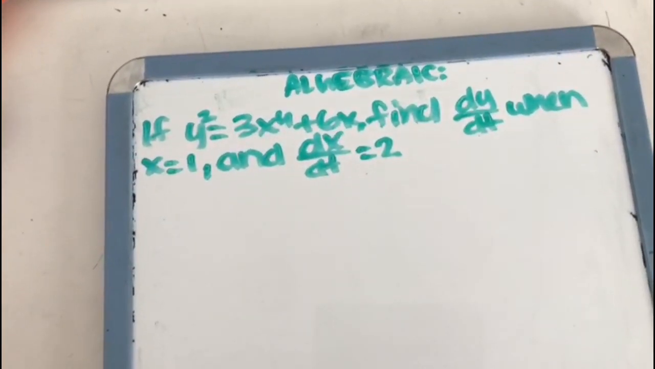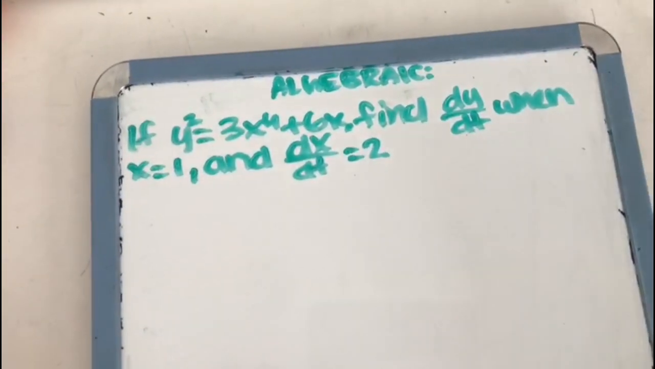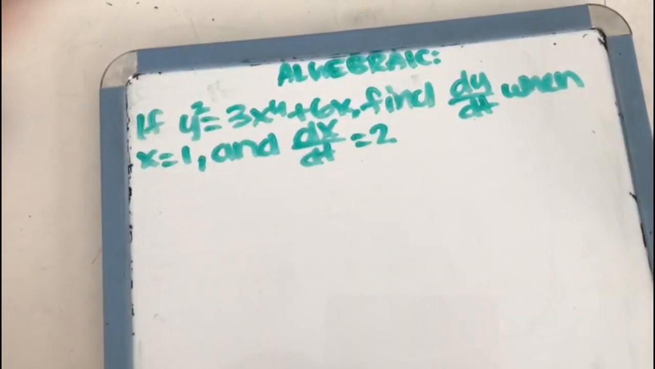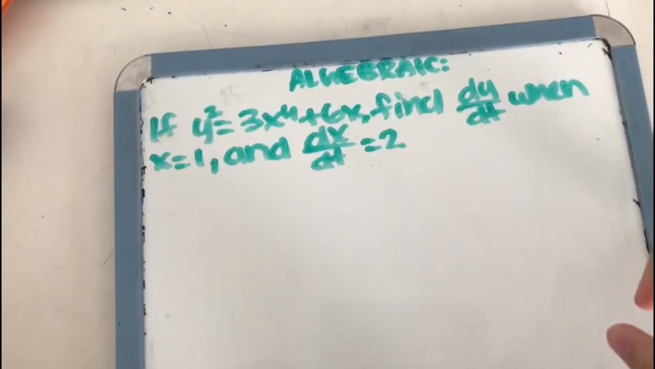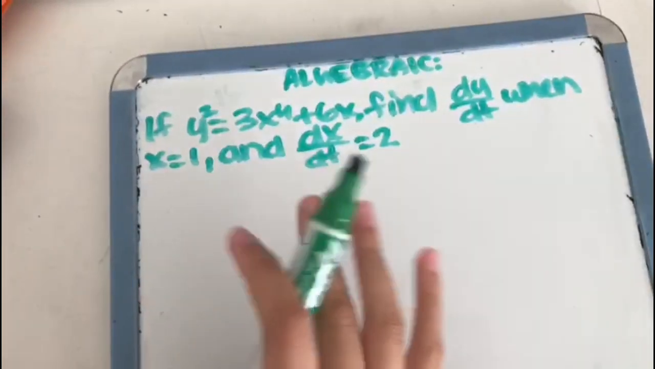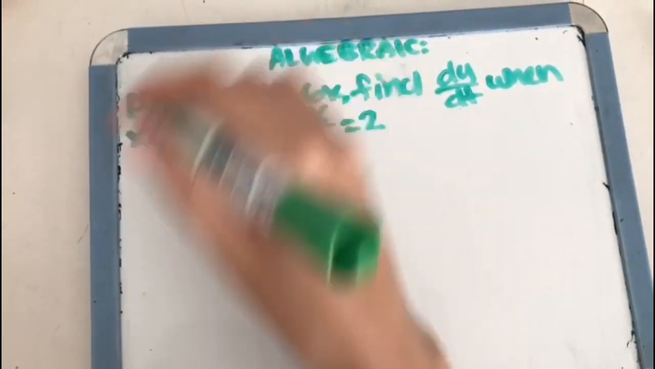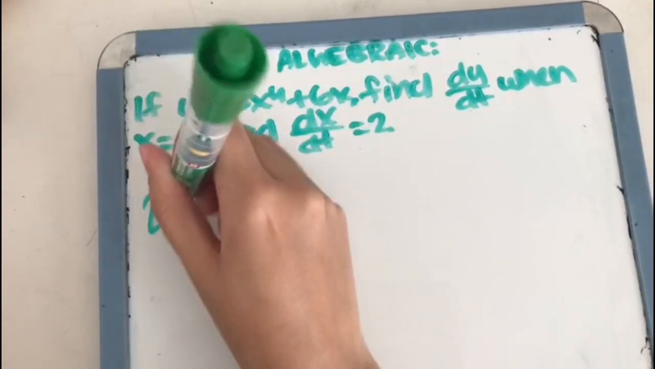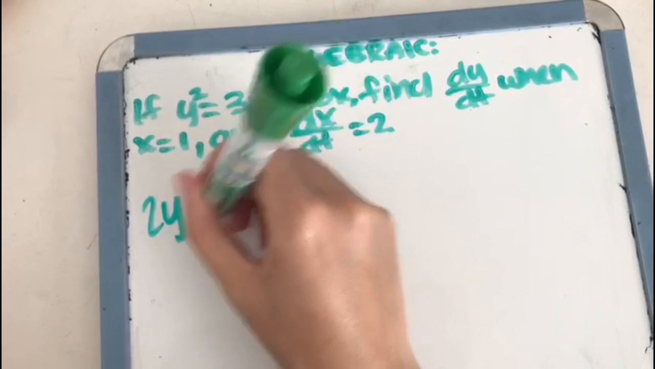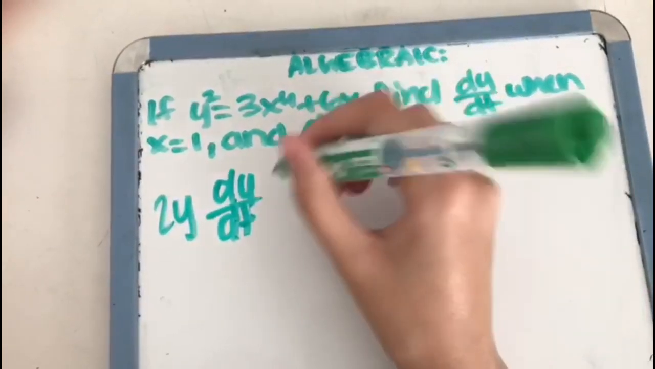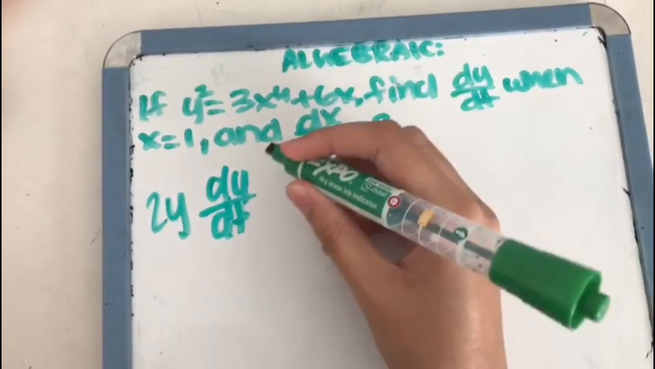When dx over dt equals 2. Okay, so let's see what we can do first. What I want to do is try making it as organized as possible, so I'm going to try doing the power rule. So I'm going to do 2y dy/dt. Remember to not use the prime because we're using dy/dt now, okay?